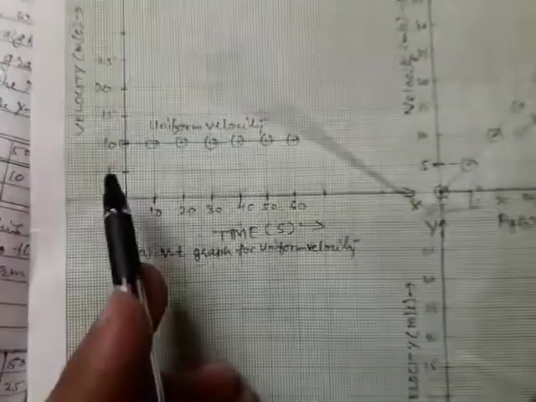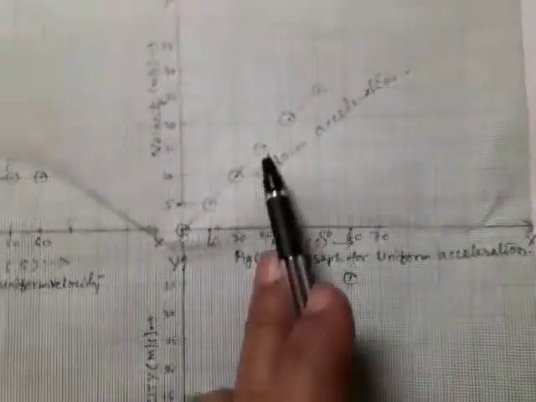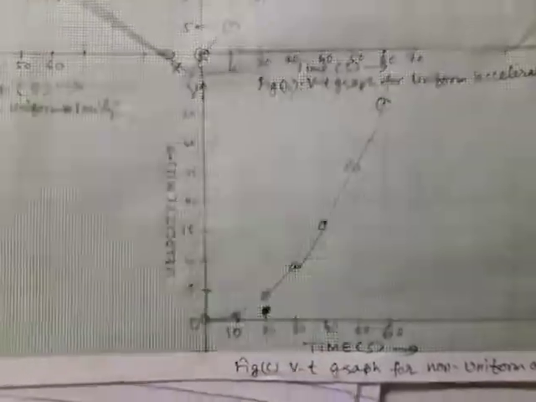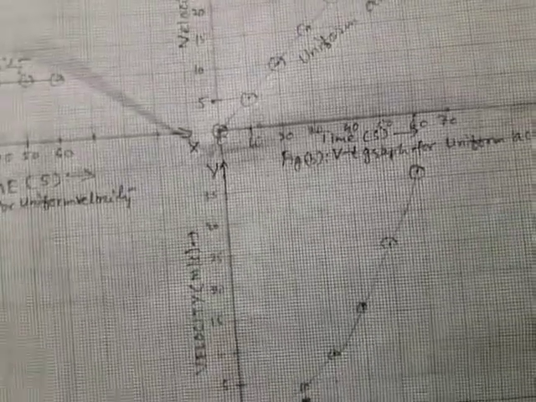So we have three graphs. One graph is uniform velocity, the second is uniform acceleration, and the third one is non-uniform acceleration. So do the practice accordingly. Thank you.